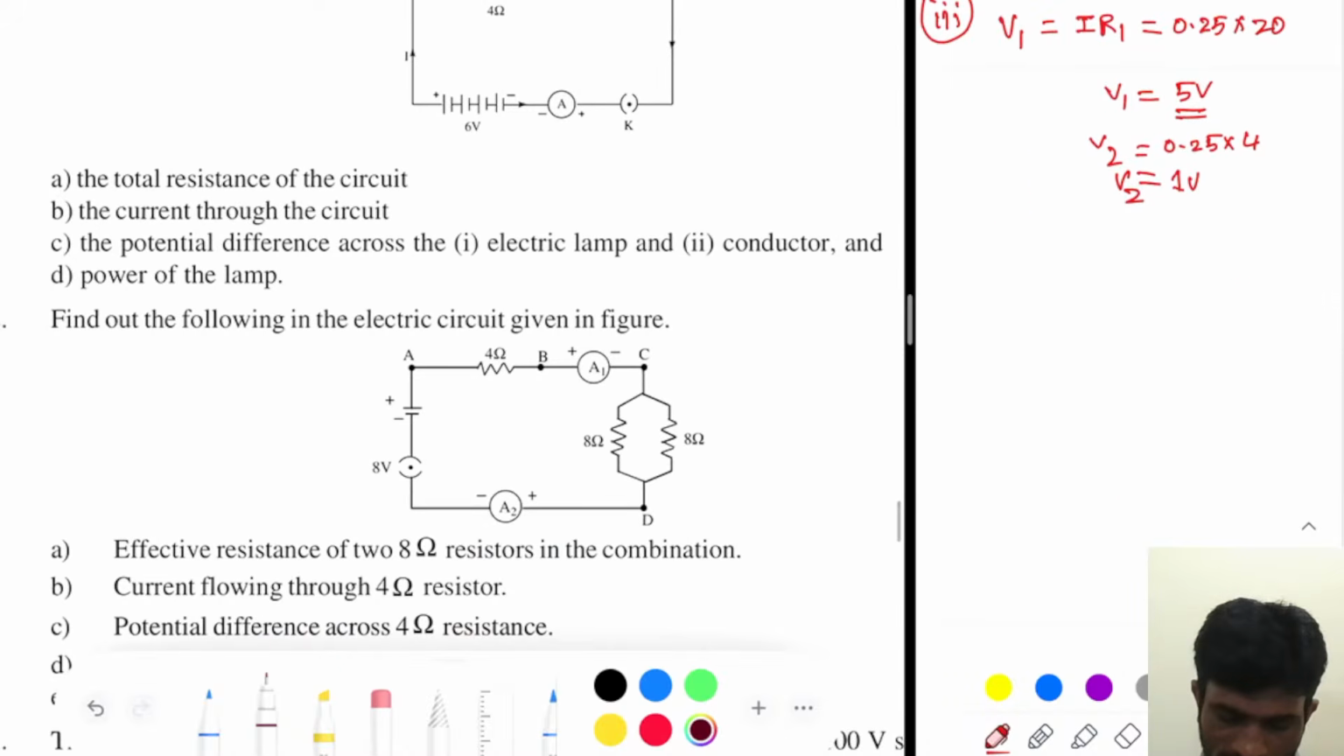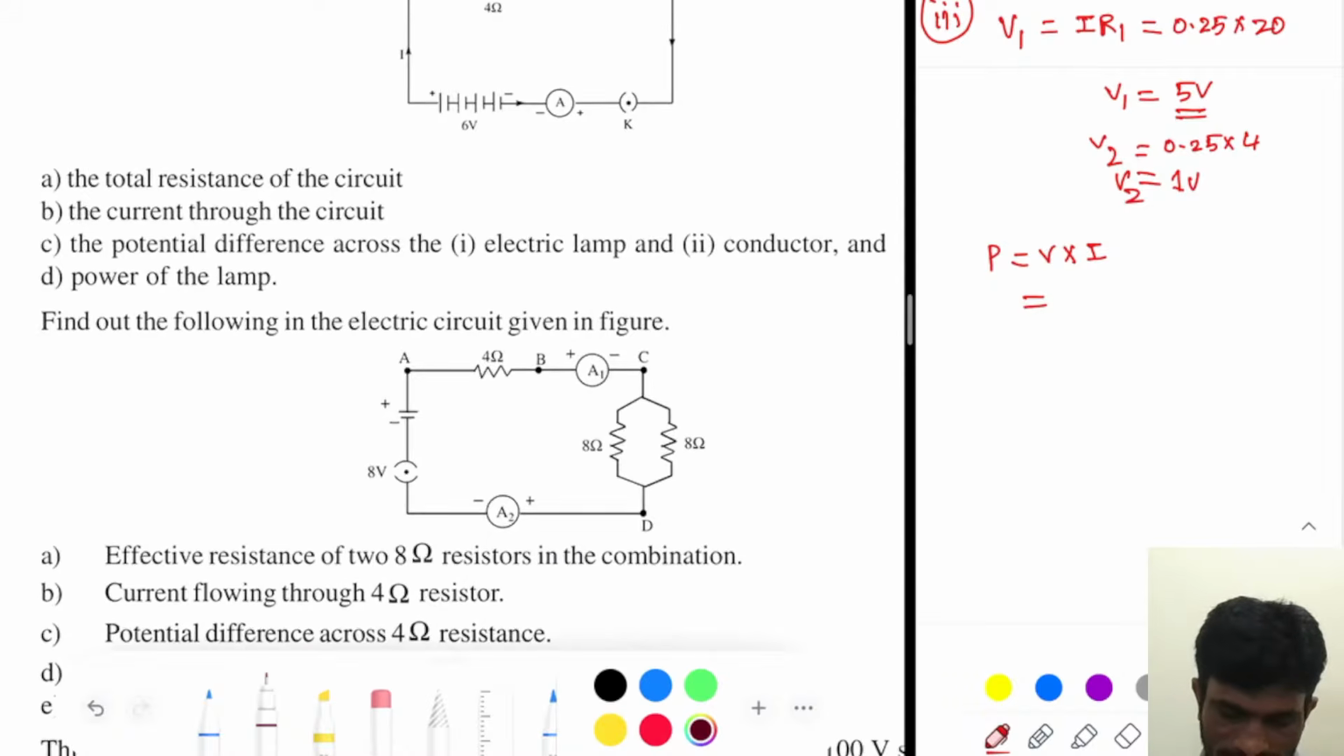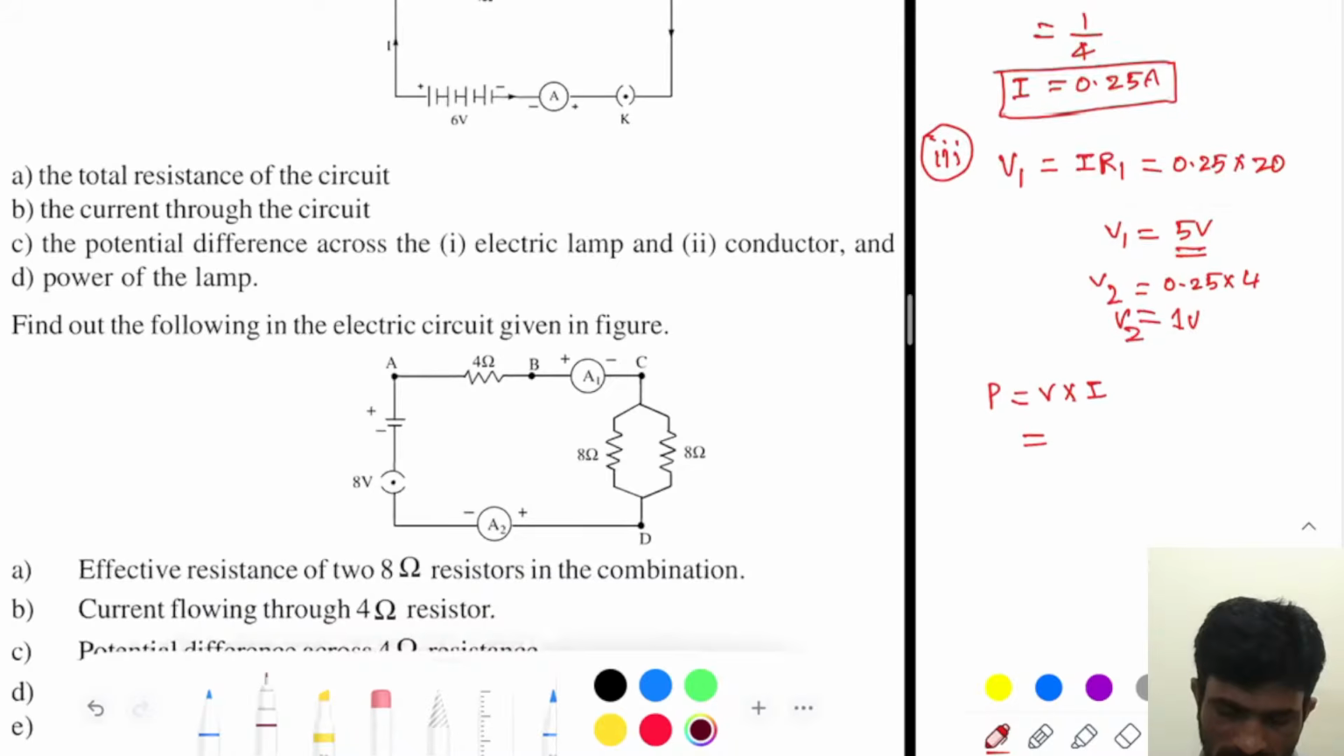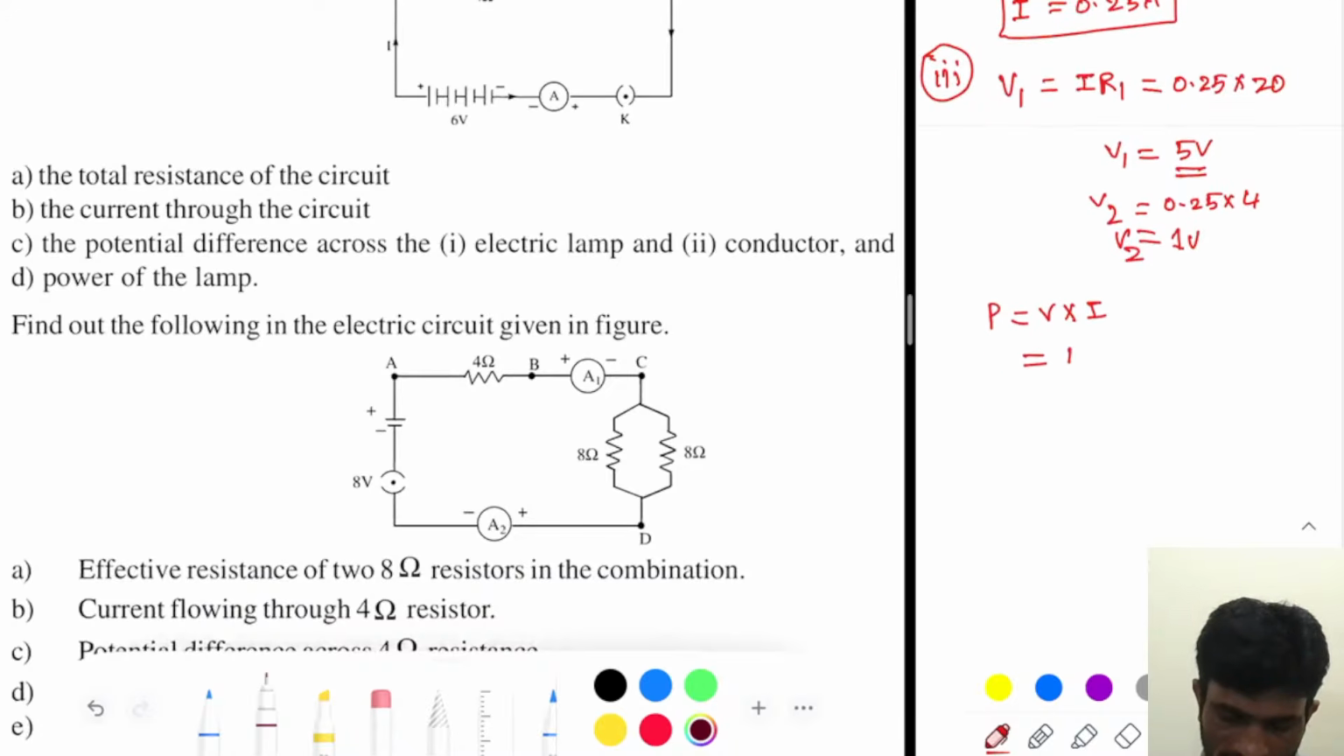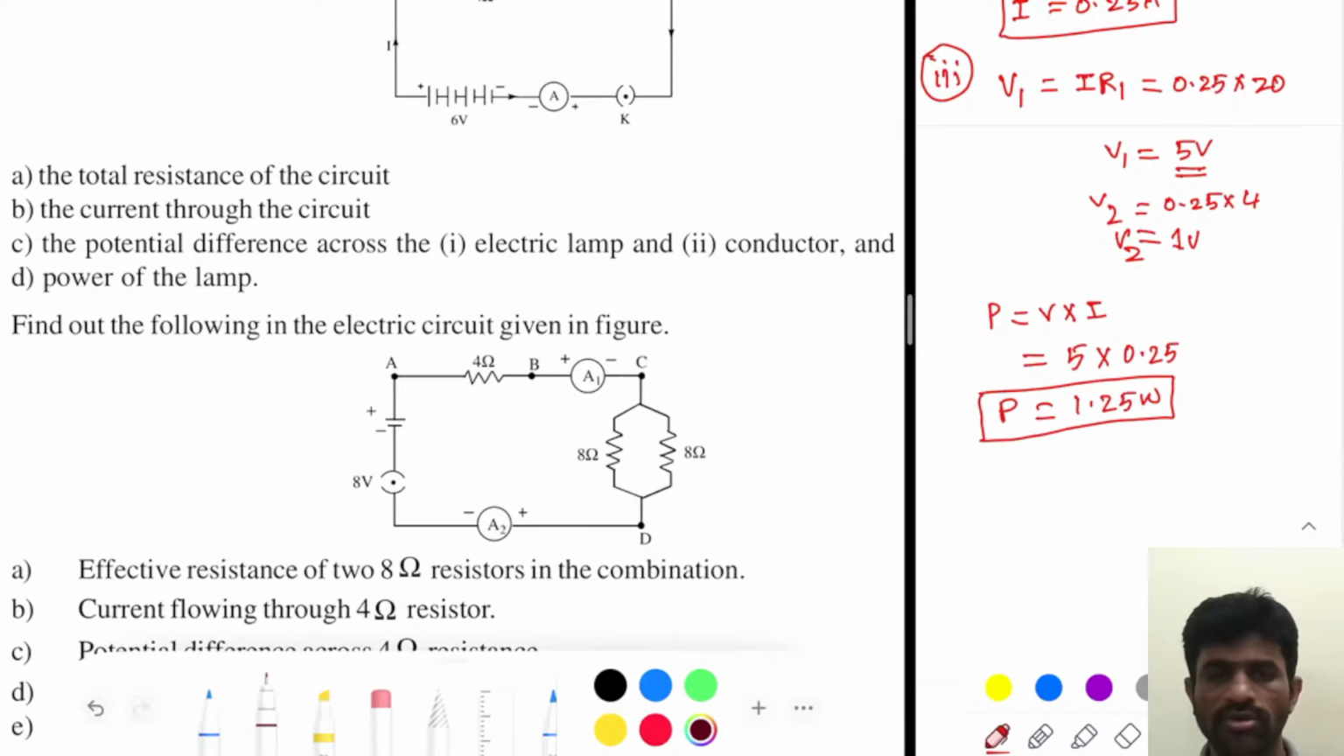Power of the lamp, they are asking. Power is equal to V into I. Voltage across the lamp is 5 volt. So 5 into current across the lamp is 0.25. So it is going to be 1.25 watt. This is the power of the lamp because power is equal to voltage into current.